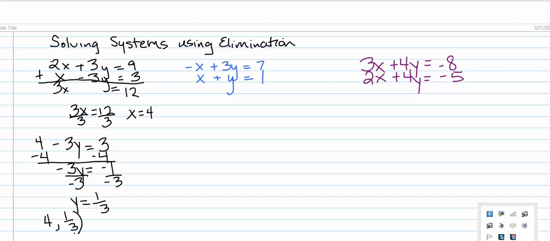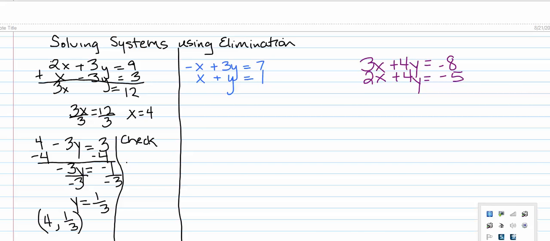You can check any answer that you get in these systems. I'll leave some space here. It's going to be kind of close. This part over here will be where I'm going to check it if I have the space. That's kind of the nice thing about solving systems. You always have a way to make sure that the answers you got are correct.